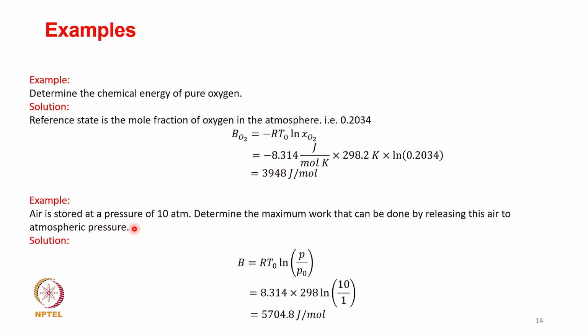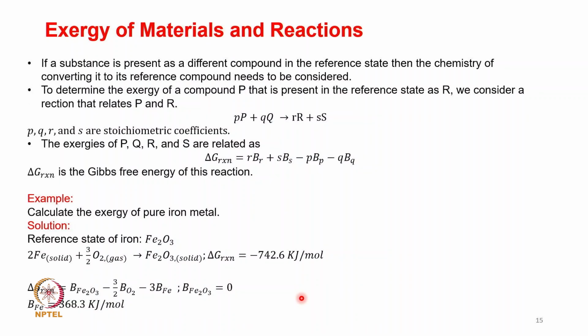Now look at a case: air stored at a pressure of 10 atmospheres. Determine the maximum work that can be done by releasing the air to atmospheric pressure. So now we have to use the expression pertaining to pressure, which is RT naught ln P by P naught. The P is at 10 atmospheres, and releasing this to atmospheric pressure essentially means that this will be at 1 atmosphere. So T is at 25 degrees C, and R is appropriately used as the gas constant.